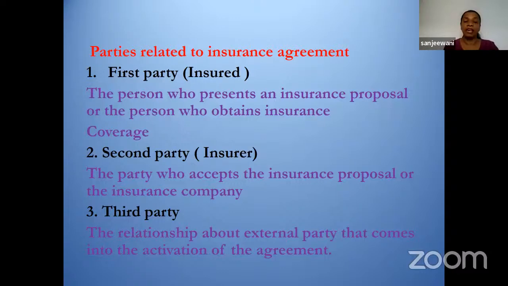Then who are the third parties? All the external parties come under third party. So there are three main parties: first party, second party, third party. Who is the first party? Insured. Second party, insurer. Then the third party.